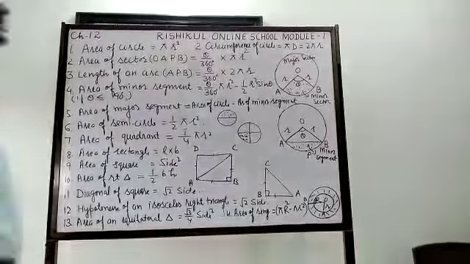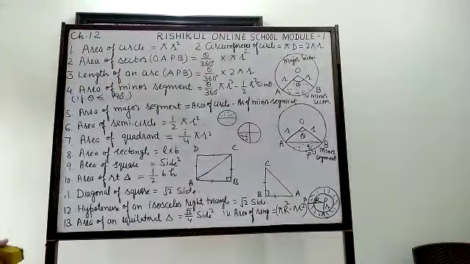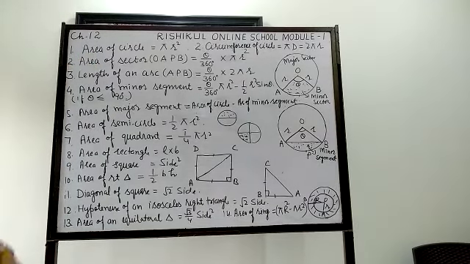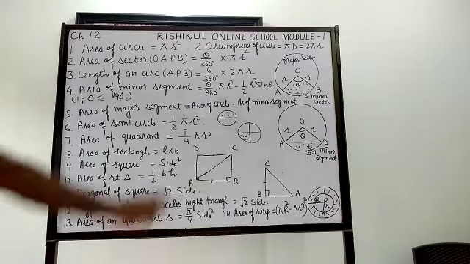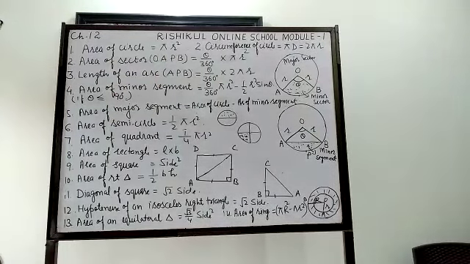Good morning, students. In module one, I will discuss some basics of chapter 12, areas related to a circle. First of all, what is the area of the circle? The area of the circle, you know very well, is pi r square. Clear?